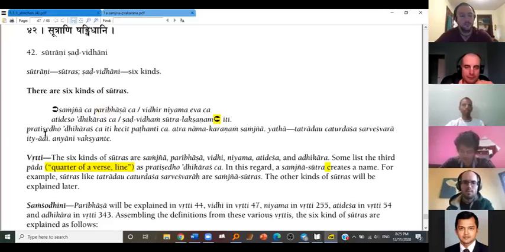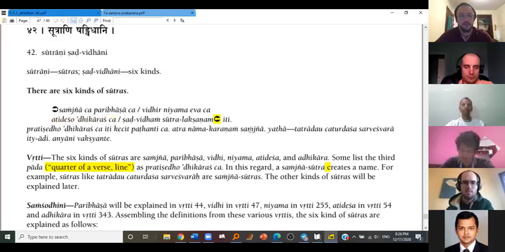Pratijñeyaṁ iti kechit pathanti cha. So this line, ādeśo dhikārascha, is read in a different manner by some, and it goes as pratijñeyaṁ dhikārascha. In place of ādeśo, some read it as pratijñeyaṁ in different versions.